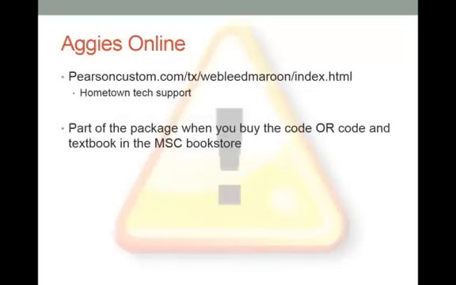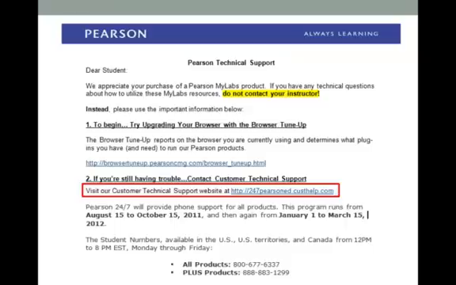When you purchase the access code at the bookstore, it comes with another slip that gives you information for the online help center called Aggies Online. Once you get on their website, click on Hometown Tech Support. You'll find a variety of helpful hints and tricks for using MyCompLab. If you encounter any problems past registration, it is important to remember that your instructor and UPM cannot solve those issues for you. You will need to contact Pearson directly.